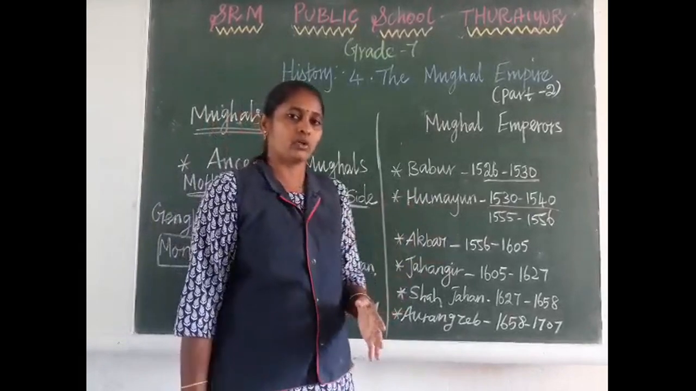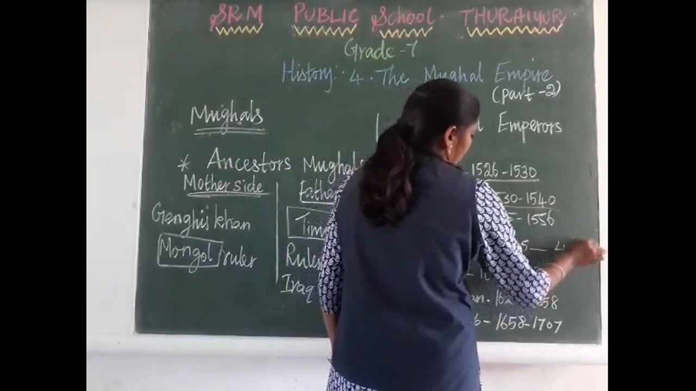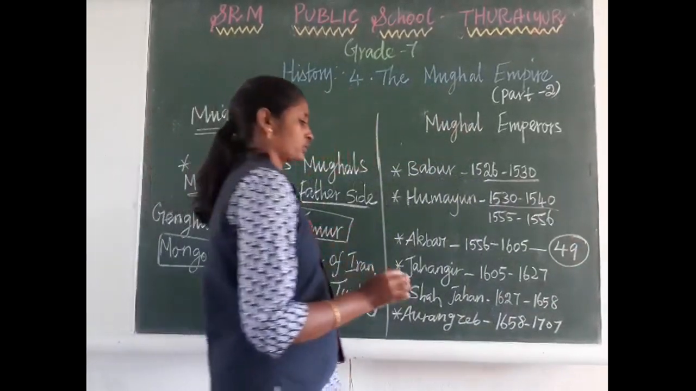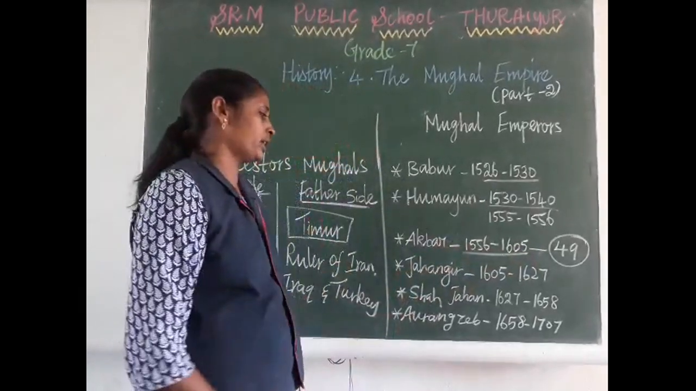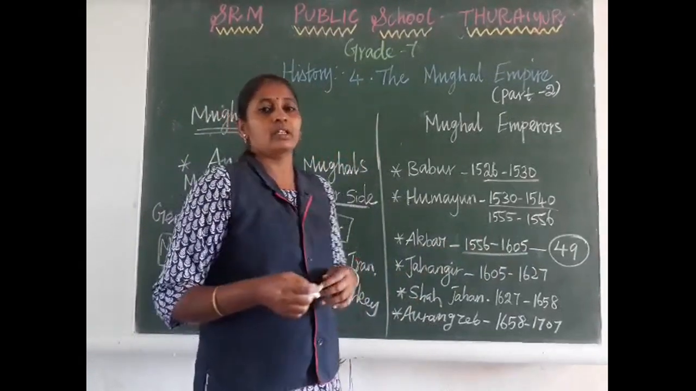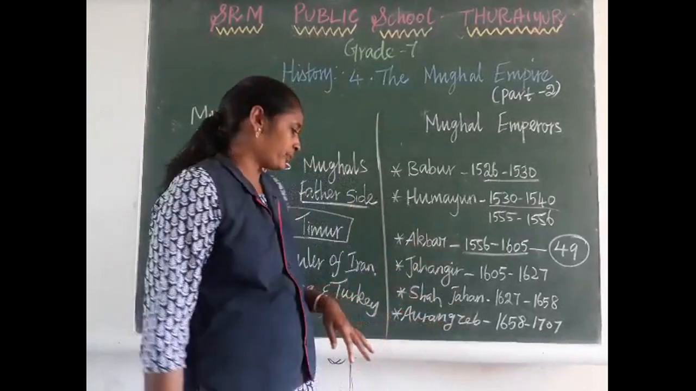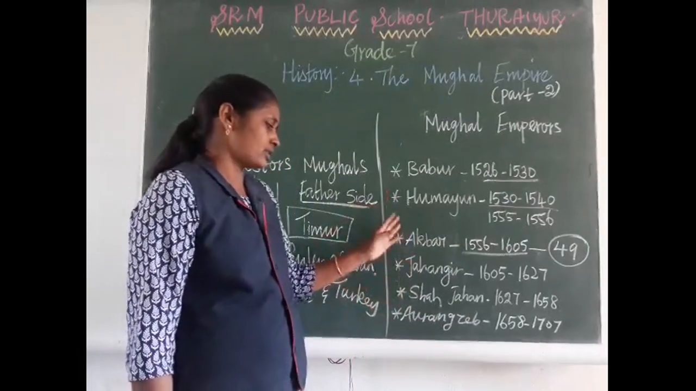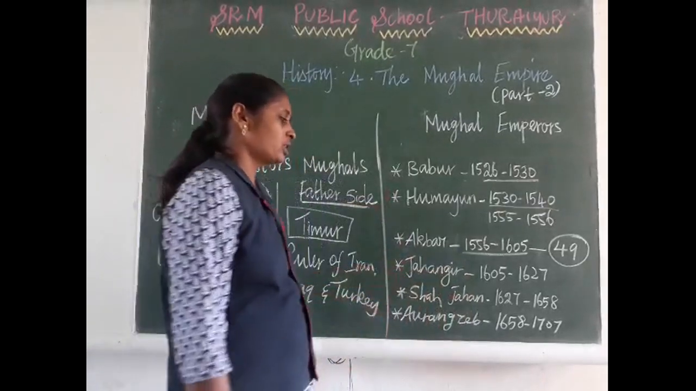Akbar was one of the very famous kings in the Mughal dynasty. He ruled for 49 years. His ruling time was the golden period of the Mughal dynasty. He fought a lot of wars, and he did a lot of things for both Muslim people and Hindu people. After Akbar, his son Jahangir ruled. What is the early name of Jahangir? Prince Salim.